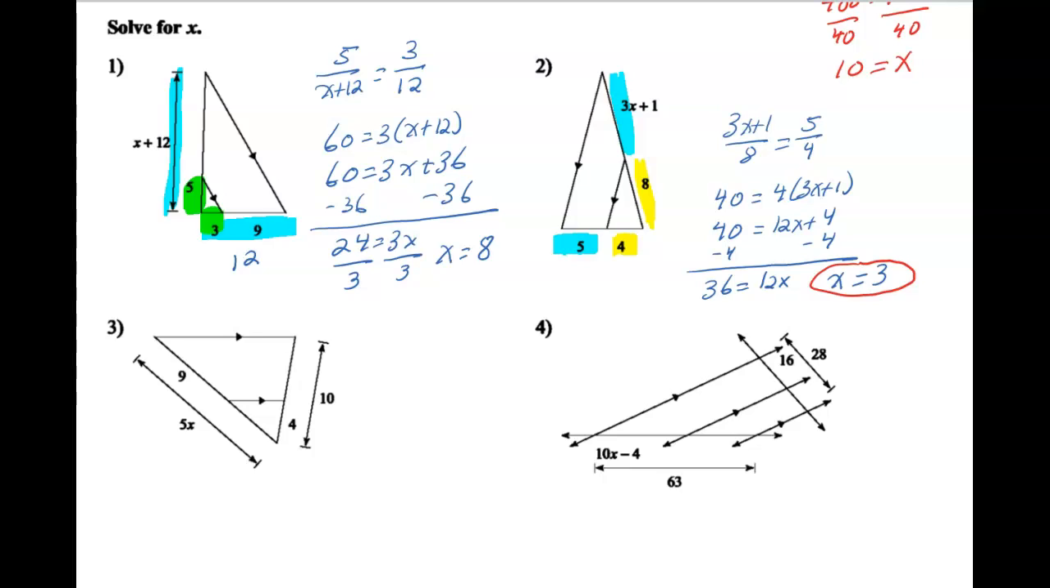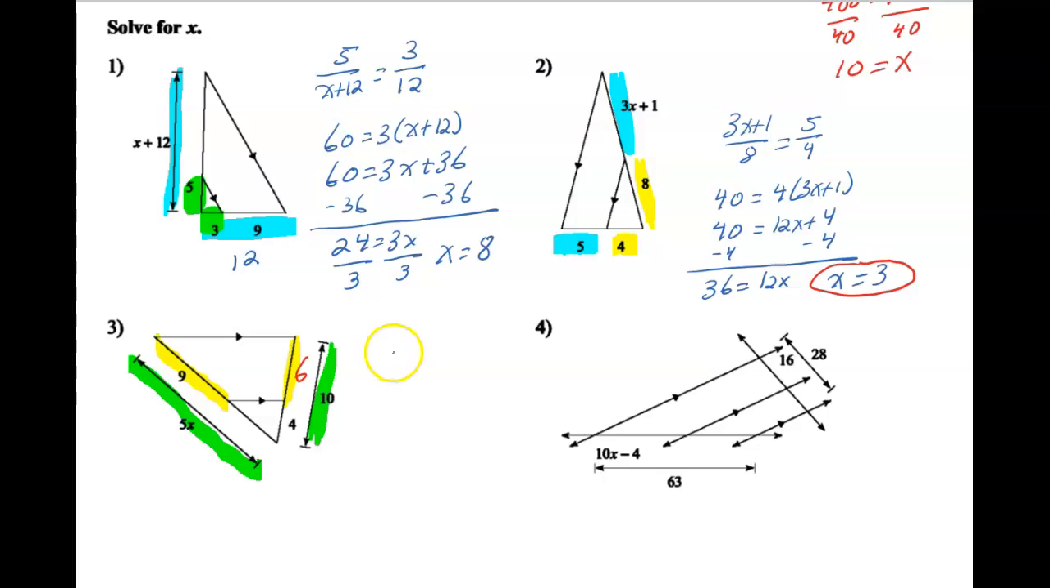For problem number 3, we have this piece 4. We can calculate this yellow piece by doing 10 minus 4. So 10 minus 4 is 6. And at this point, now I could do the top piece, which is the yellow piece, to the whole. So I could do 6 over 10. And on the other side, it's going to be 9 over 5x.